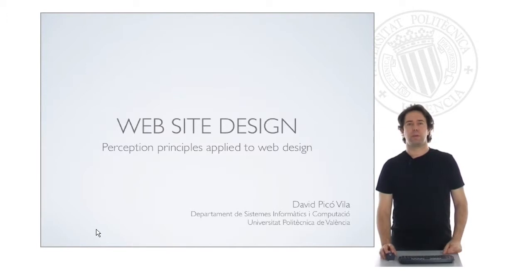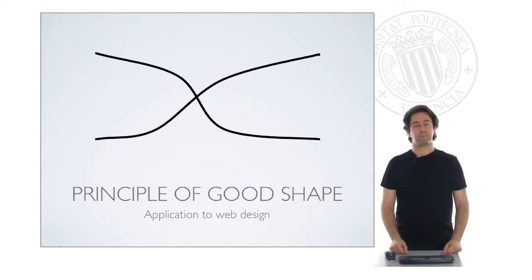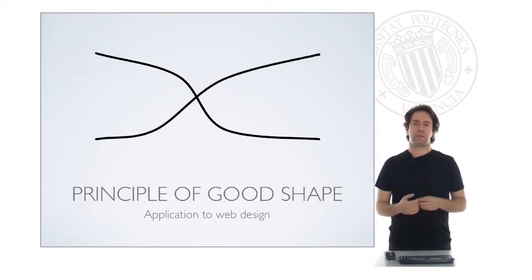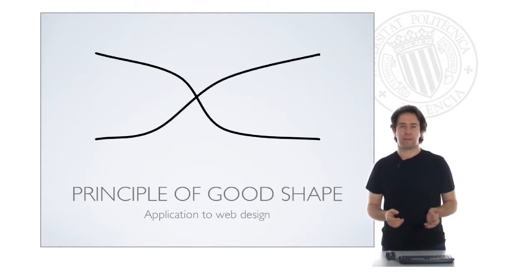In this unit, we are going to talk about the principle of good shape. This is a principle of perception that comes from Gestalt psychology. It's a principle that helps us understand some particular way in which the human perception system perceives things. We're going to see how to apply this to web design.